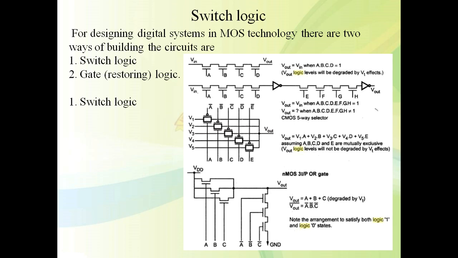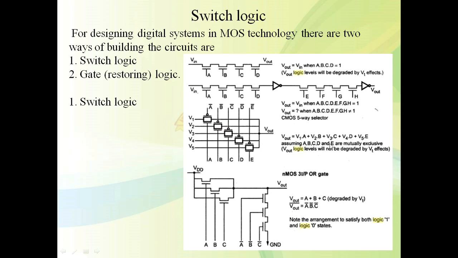So this is another way of designing a circuit, that is by using a transmission gate. So here it is a CMOS 5-way selector switch. It has 5 inputs and 5 select lines. So we can write the equation for the output. All the outputs are connected together here. So V out is equal to V1 into A plus V2 into B plus V3 into C plus V4 into D plus V5 into E.